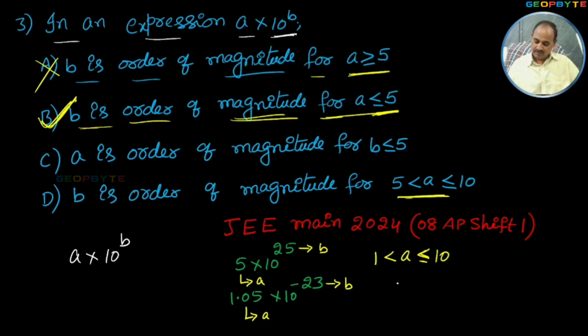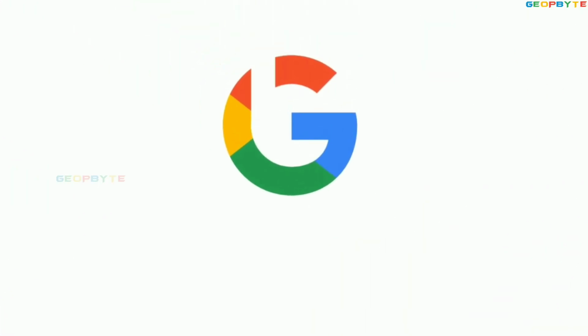Yes. Sometimes we can also write 0.1 into 10 power 18. Like this also you can write it. Here, this is the A value. This is the B value. Right? Understood clearly? Yes.